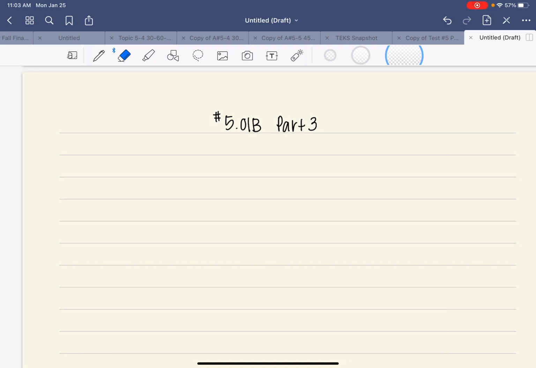All right, good morning. We are going into part 3 of 5.01b. The last part of this is finding a missing angle.